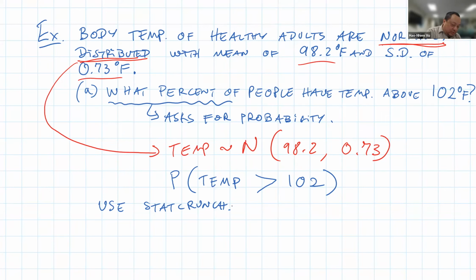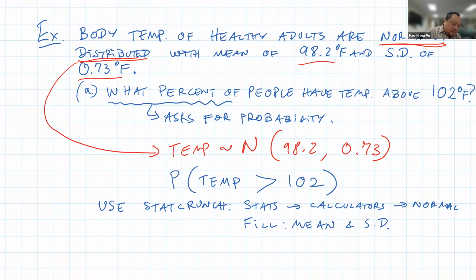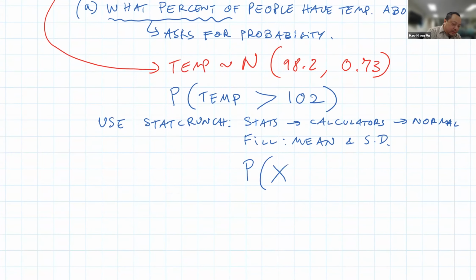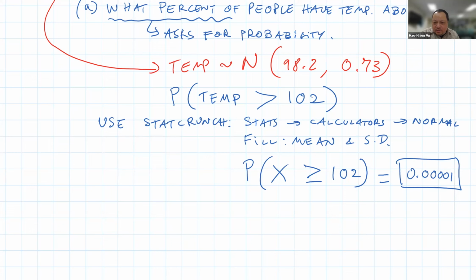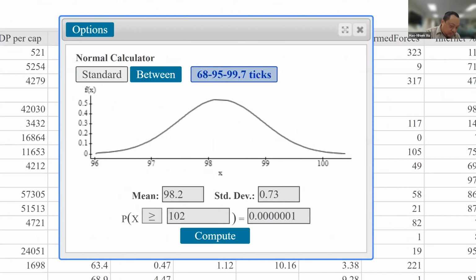So we use StatCrunch, and the way you use StatCrunch is stats, calculators, normal. We fill out the mean and standard deviation. And we want this. And then it gives us the answer. I think it was how many zeros? 4 or 5 zeros? 1, 2, 3, 6 zeros.